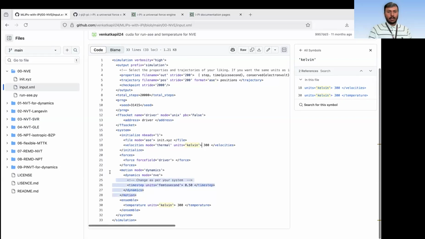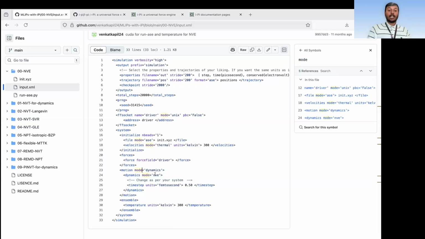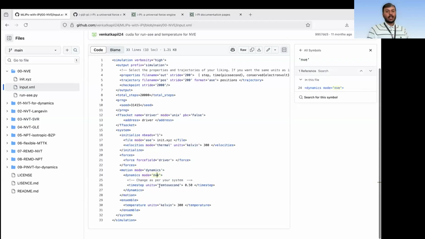And here comes the motion part, which in this case is that you want to do dynamics, and the type of dynamics is NVE. And as you might understand, the only thing you need to specify for NVE dynamics is the time step. And here is where you can set this up. So for molecular systems, I recommend using half a femtosecond time step, but for ionic systems, you can probably go 1 or 2 femtoseconds depending on the system.